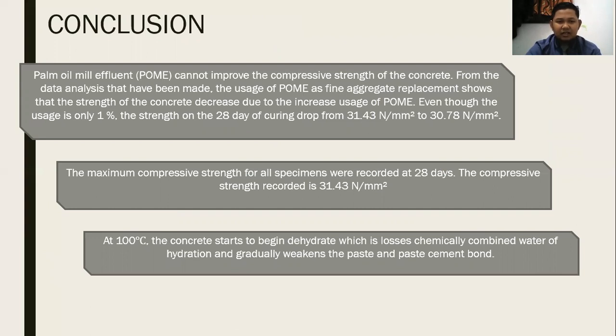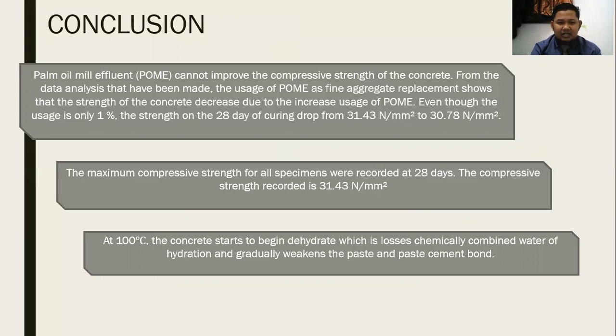From my conclusion, the palm oil cannot improve the compressive strength of the concrete. From the data analysis, the usage of POME as fine aggregate replacement shows that the strength of the concrete decreased as the usage of POME increased. Even though the usage is only 1%, the strength at 28 days of curing dropped from 31.43 to 30.78. Next, the maximum compressive strength for all specimens was recorded at 28 days, which is 31.43 Newton per millimeter square.